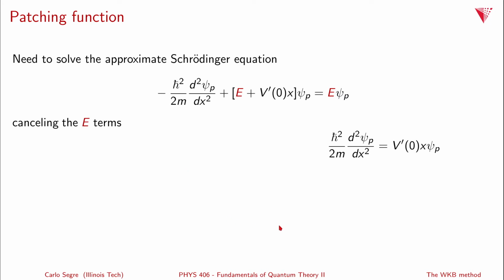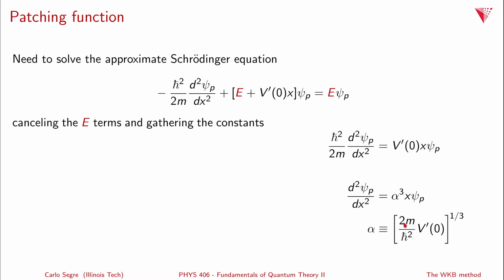And we get a differential equation that looks like h bar squared over 2m d squared psi p dx squared is equal to the derivative of the potential at the origin, or at the turning point, times x psi p. If we gather the constants, we get d squared psi p by dx squared is equal to alpha cubed x times psi p, where alpha is equal to 2m over h bar squared times the derivative of the potential at the origin to the 1/3 power. Well, this differential equation has a well-known solution.